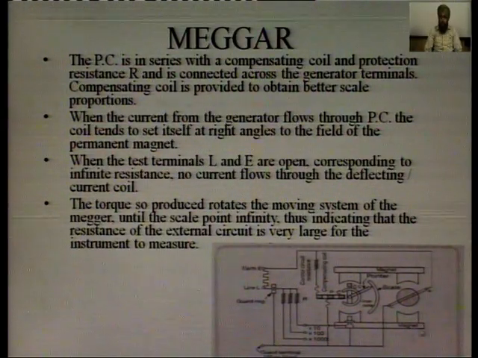When the test terminals L and E are open, corresponding to infinite resistance, no current will flow through the deflecting coil. The torque so produced rotates the moving system of the magnet until the scale points to infinity, thus indicating that the resistance of the external circuit is very large for the instrument to measure.